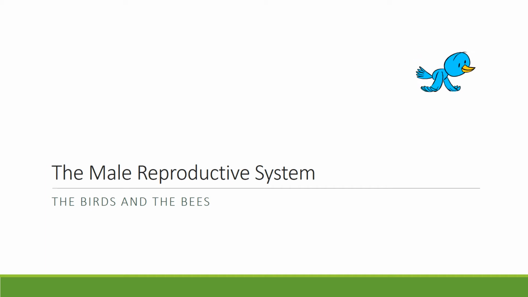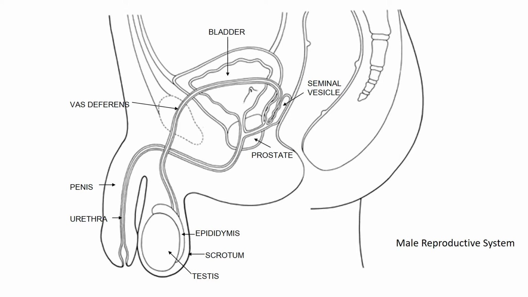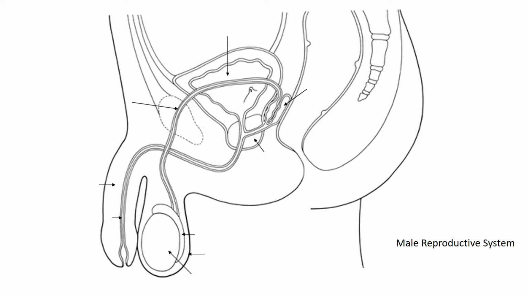This lecture covers the anatomy of the male reproductive system. Here is a labeled diagram of the important parts of the male reproductive system. On the following slide, you will find the same diagram unlabeled for practice. Were you able to label this diagram without help? If not, you may want to practice a bit more.